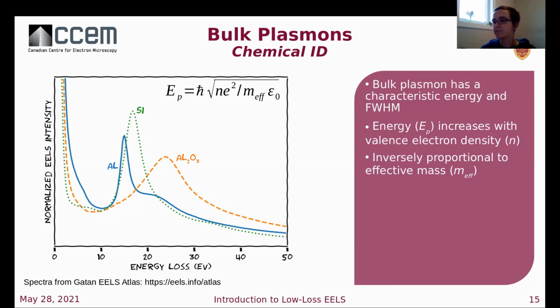So we compare, for example, 3 different materials. They have very different peaks. So if you have a material that you're trying to identify, the bulk plasmon is a way to do that. Although if it's a very complex material, you may end up with many different overlapping peaks in this region, and it may be challenging to unravel them all.